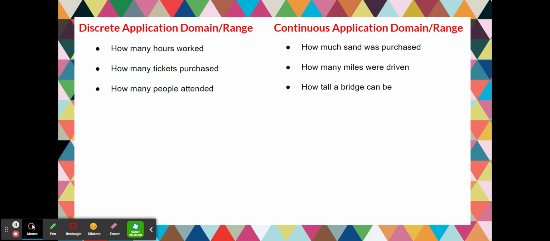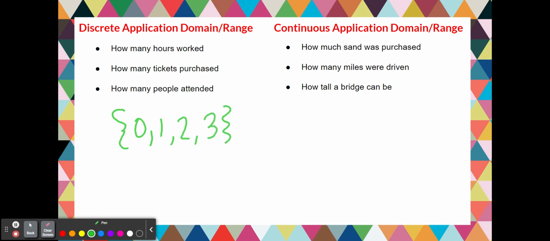Okay, so discrete applications are like how many hours were worked, how many tickets were purchased, how many people attended. So in your real world scenario, can you count the answers? Continuous would be something that you measure, like how much sand, so if you're weighing something, how many miles if you're measuring distance, how tall if you're measuring with a ruler or something like that. That would be continuous. So you would have different types of answers. So you would be able to list your numbers, right? On a continuous application, you would have 0 to 3. So all of your x values might look something like this. So that's continuous versus discrete.